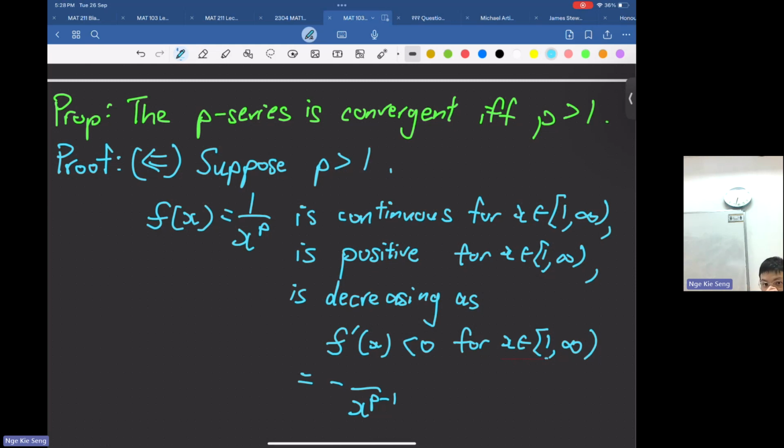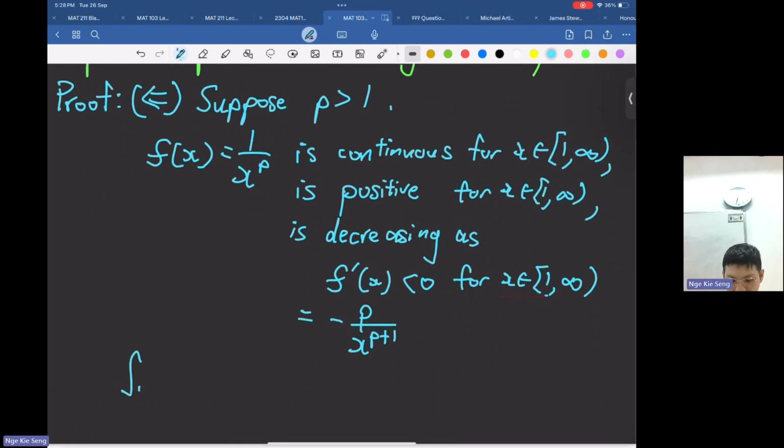So p is positive, x is positive, p plus 1 is still positive. Where's my p? p plus 1, plus 1 or minus 1? Plus 1. Okay, p plus 1 is still positive. p is positive, x is positive, so minus a positive number is negative. So this derivative is always less than 0.